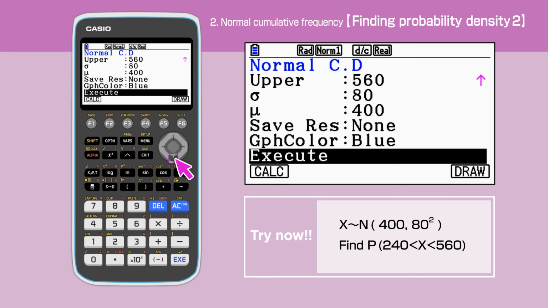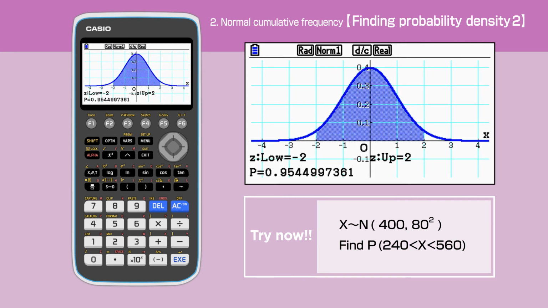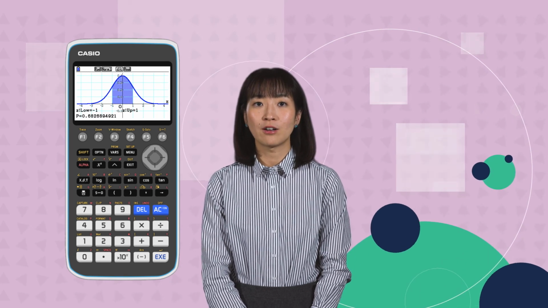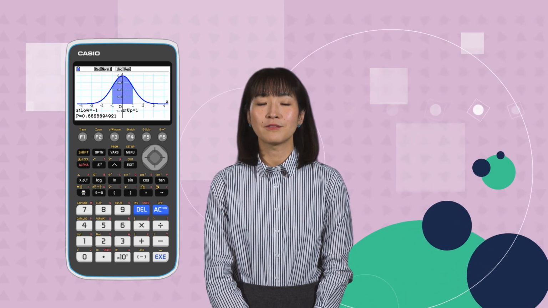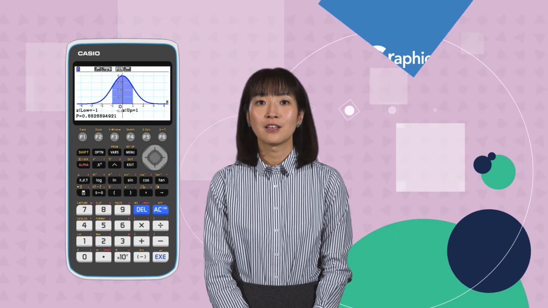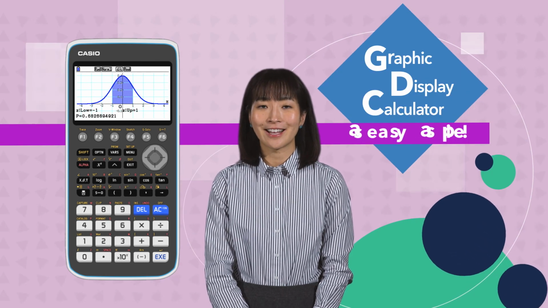Highlight Execute and press F6 to draw the graph. The normal distribution graph is drawn, and the answer for this question is 0.954. In this video, we have shown how to use normal cumulative distribution function, graphic display calculator, as easy as pie.